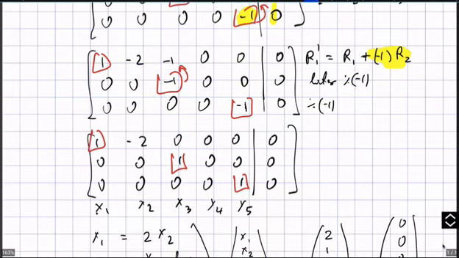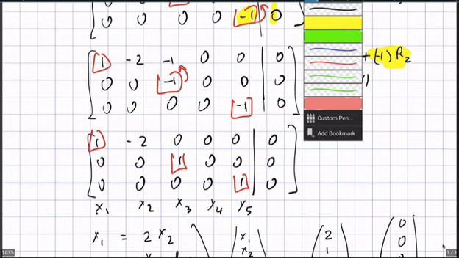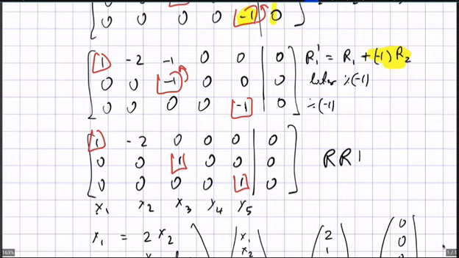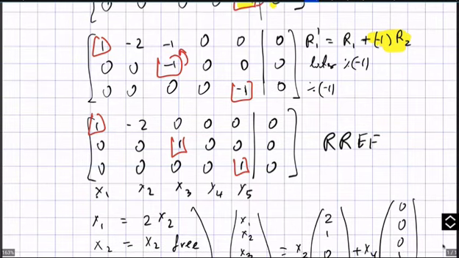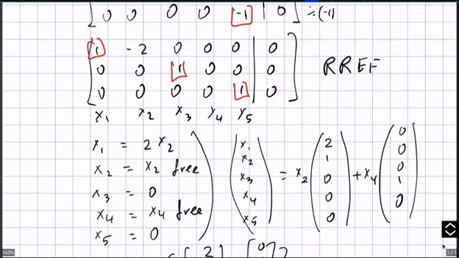So with this we arrive to 1, minus 2, 0, 0, 0, 0 in the first row, 0, 0, 1, 0, 0, 0, and 0, 0, 0, 0, 1, 0. And this is now, finally, the reduced row echelon form. We have 1s in the leading entries and 0 under and above them. So at this point, we write the components down, and we solve for the pivot variables, and the other variables are free.